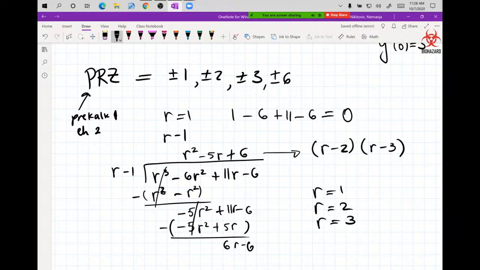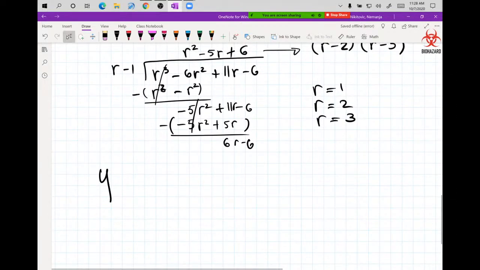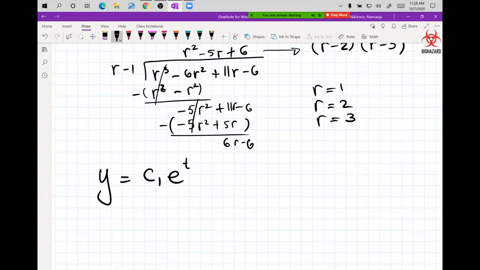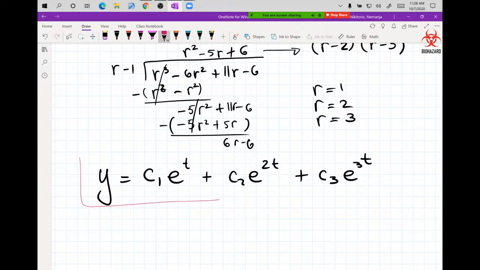Awesome. So R is 1, 2, 3. And that gives us the solution of C1 e to the, is it t or x? It doesn't matter. t plus C2 e to the 2t plus C3 e to the 3t. This is already your general solution.